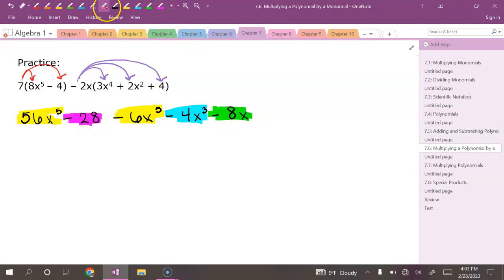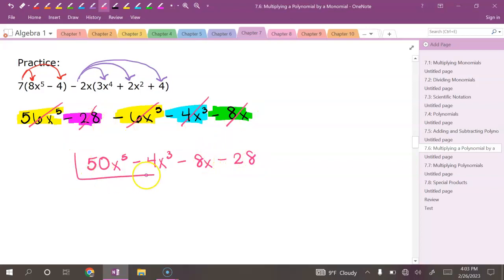So really the only terms I could have combined were those x to the fifths to get a 50x to the fifth. Then the minus 4x to the third goes next because I'm trying to put this in descending order. Then the minus 8x, and then the minus 28. And there's your final answer.